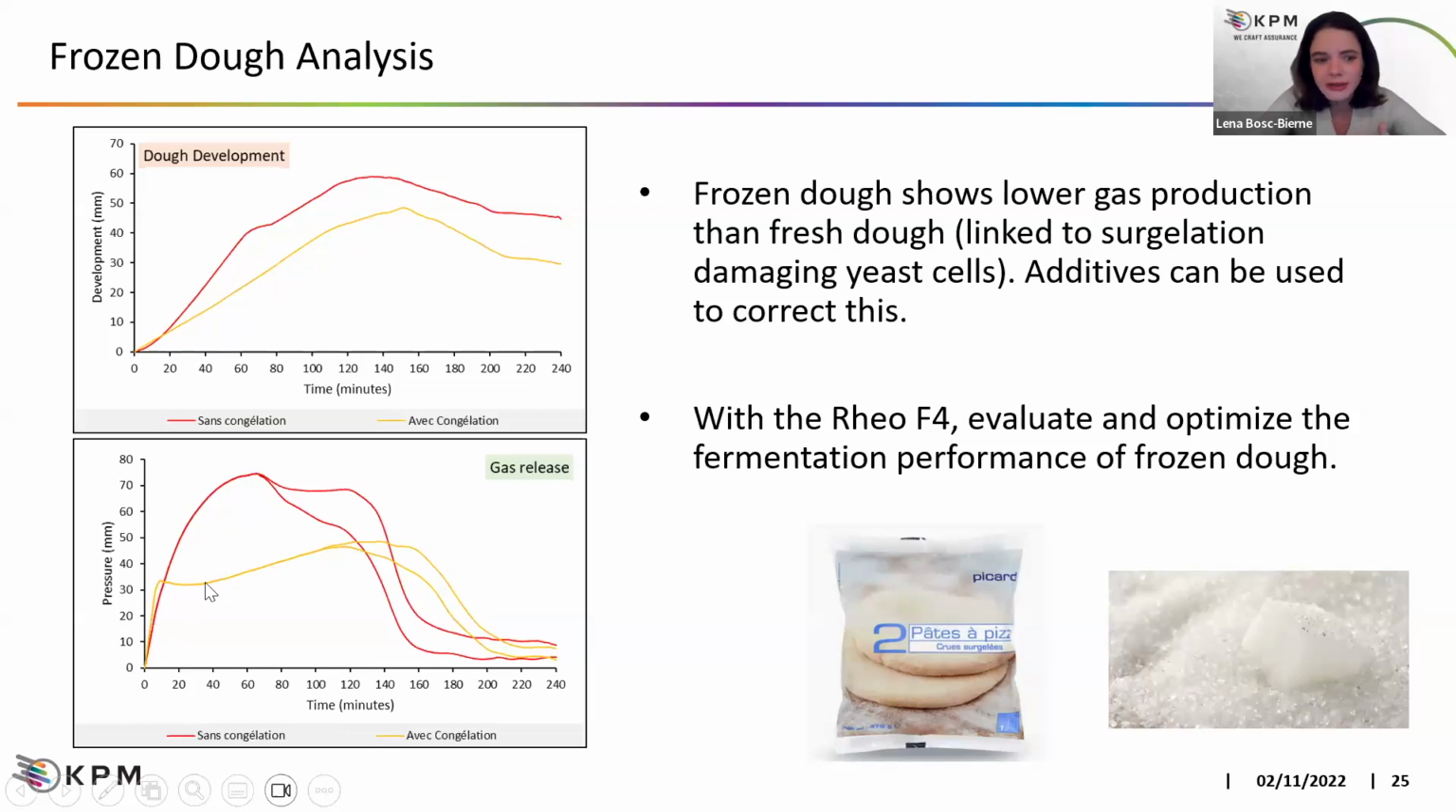This is on a yeast with freezing here. We can see that the production and the retention are completely different. And so the impact on the dough development is critical.